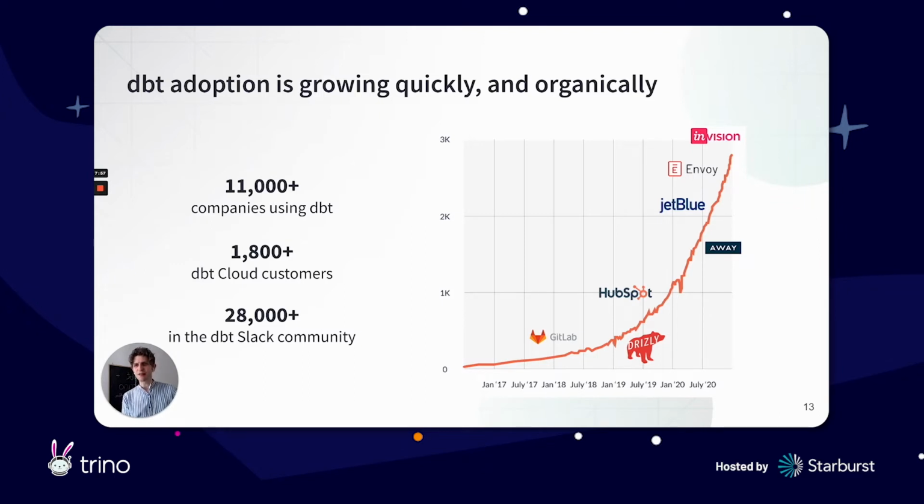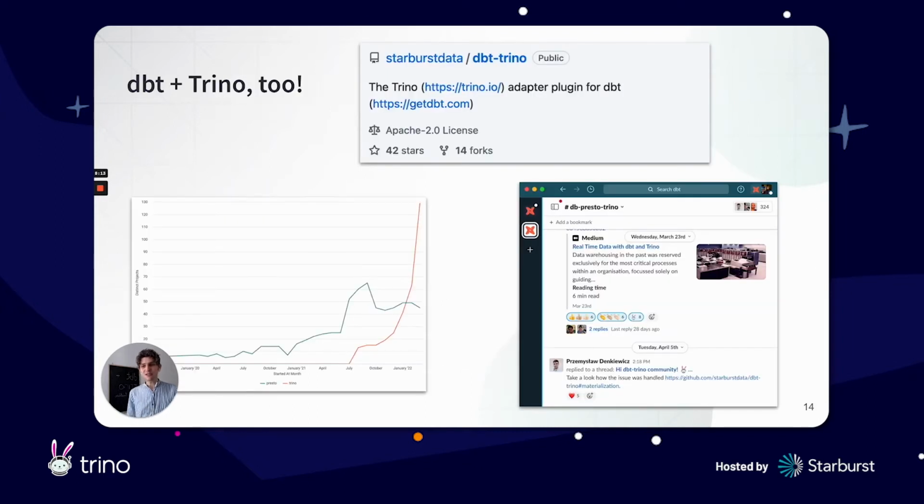But we've now got over 11,000 companies using dbt, the open source dbt out in the world, over 1,800 customers of dbt Cloud, and more than 28,000 folks who hang out in our dbt community Slack. And this is true for dbt and Trino as well. There are increasingly many folks who have starred and are using the dbt Trino adapter, the way that dbt is able to talk to Trino, which is maintained by the folks at Starburst.